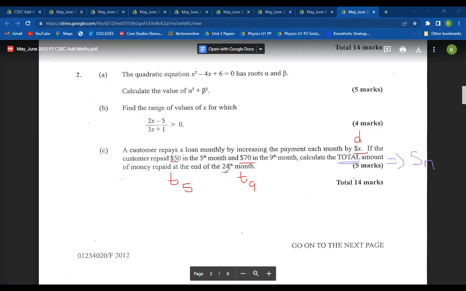At the end of the 24th month, what does that mean? I already know that to find the total, I need to use S of N. But what's my N? They asked me for the end of the 24th month, so that means I'm looking for S24. Everybody good with that so far? Yes, miss. Okay, so let's start.